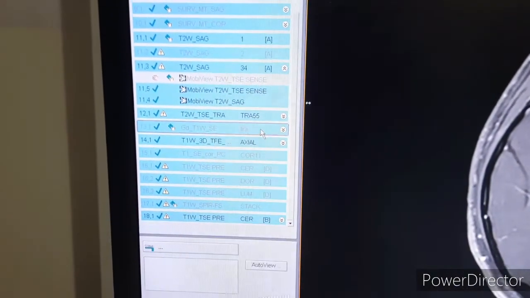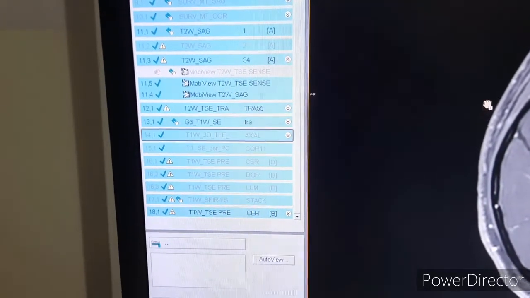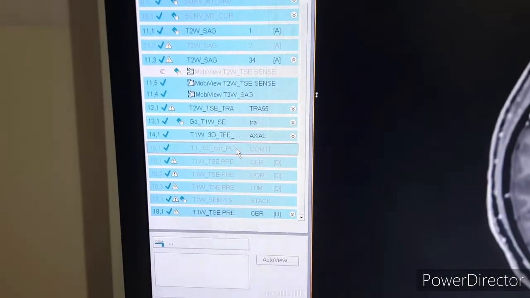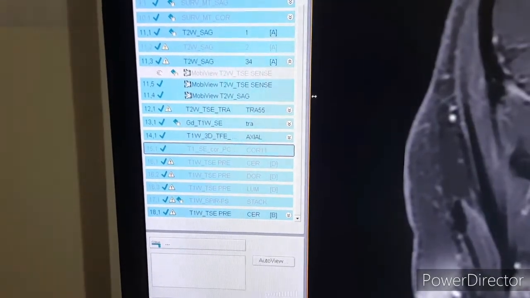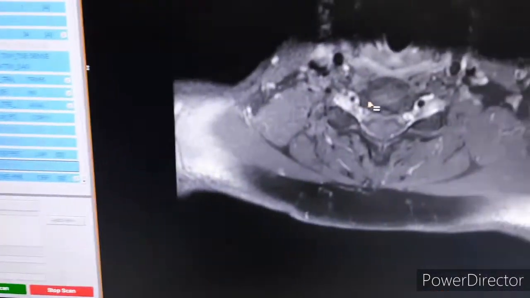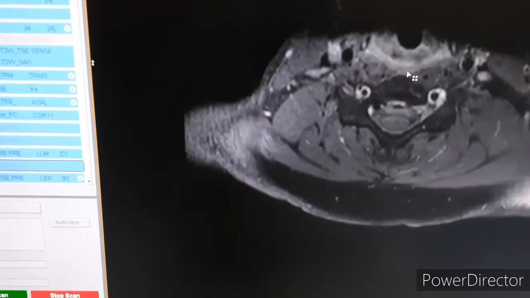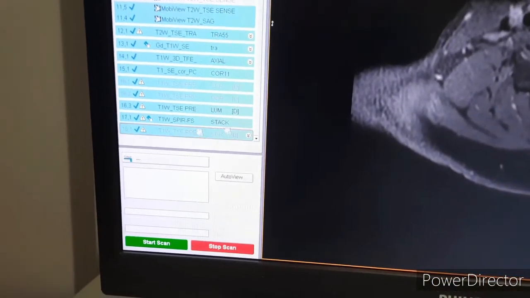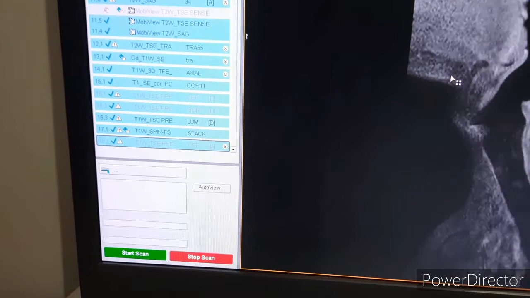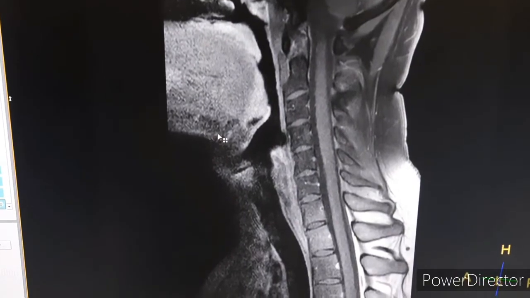Then post contrast studies that include T1FS axial, 3D T1, then T1FS coronal for optic nerve, then again whole spine post contrast, then post contrast FS at the cervical region, and T1FS sagittal of the cervical region.